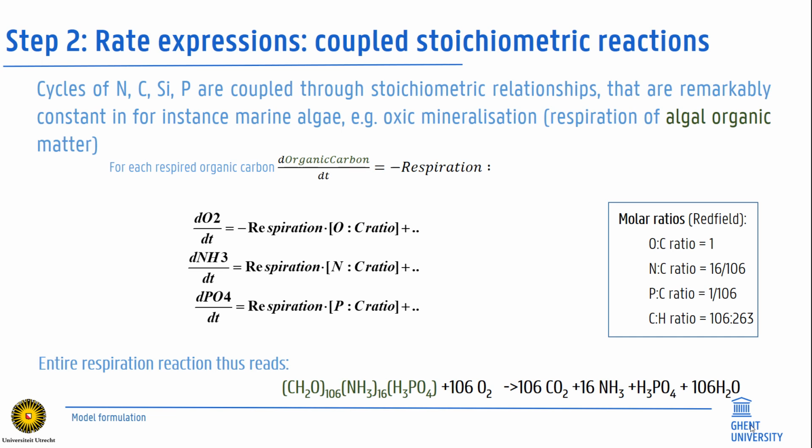Finally, many stoichiometric expressions are also tightly coupled because degrading processes of complex molecules, for instance the respiration of several elements from organic carbon matter, occur at remarkably constant ratios for all elements. These ratios are referred to as the Redfield ratios. Stoichiometric ratios for C, H, O, N, and P are, for instance, 106 to 263, to 106 to 16 and 1. This means that, for instance, for 106 moles of fresh algal organic matter, 106 moles of oxygen are consumed, while 16 moles of ammonium and only 1 mole of phosphate become released.